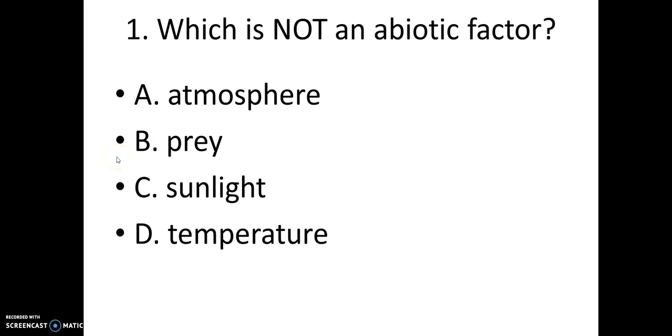So, question number 1 says, which is not an abiotic factor? Do you remember what abiotic means? Not living. Yes. So which one of these is not living? Is it A, atmosphere, B, prey, C, sunlight, D, temperature? Which one? Prey. Prey is living, so it is not an abiotic factor. So prey, not like things that we do when we talk to God, but as in like things that predators hunt.